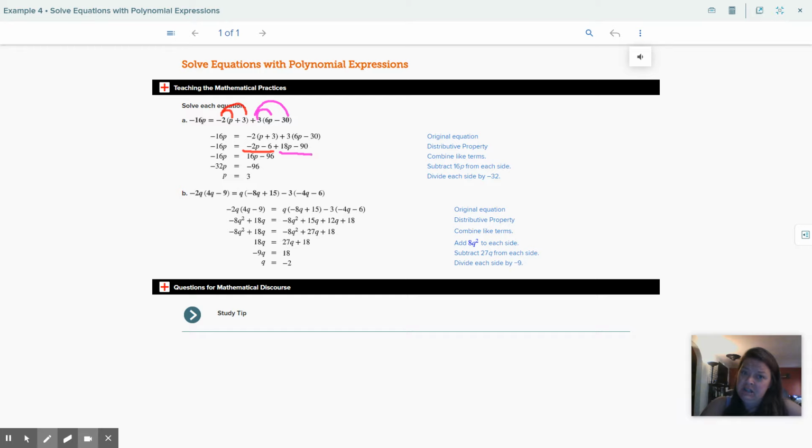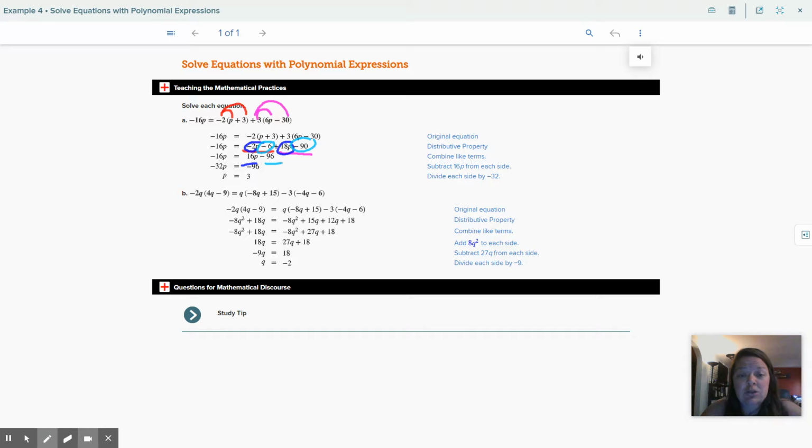It's a lot easier to deal with this one because we don't have all those parentheses muddling everything up. We want to take our like terms and combine them together, so the negative 2p and the 18p combine to give us our 16p. And we take our negative 6 and our negative 90 and put those together, which is where we get negative 96. So now we have negative 16p equals 16p minus 96.